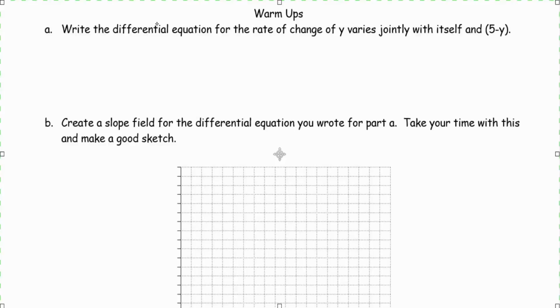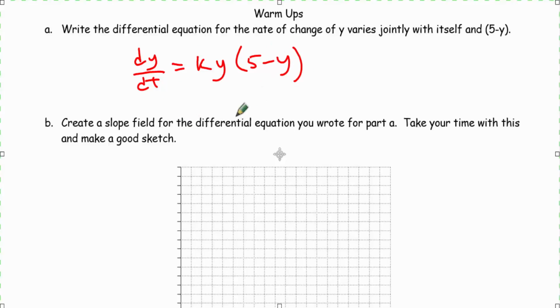blaring it right now. So anyway, in the warm-ups, which is really important to do as far as the rest of these problems down below, we want to write a differential equation for the rate of change of y, so we want dy/dt varies jointly with itself and this 5 minus y. So we have some k times y and then 5 minus y.